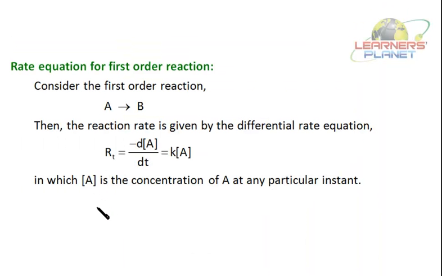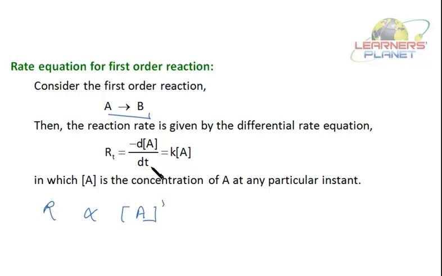Now what is a first order reaction? In a first order reaction, what happens? The rate of reaction is proportional to the molar concentration of the reactant raised to the power 1. That is, the exponent is 1. Right? So let's take up this example. A is converted to B.